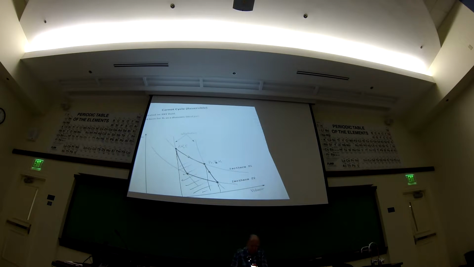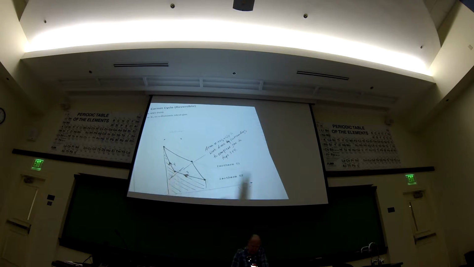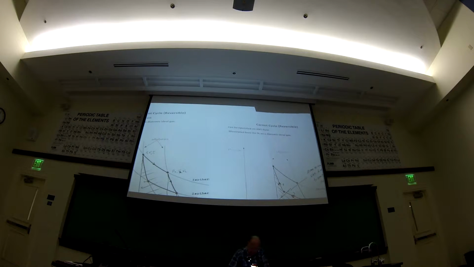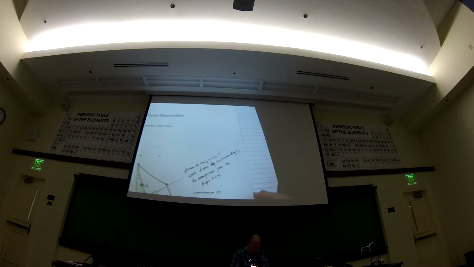Now as we compress, we're going back the other way. Now we are doing work on the system. So all this is negative work out here. That area represents work that the surroundings is doing to recompress that gas. So the net work is the sum of those two.